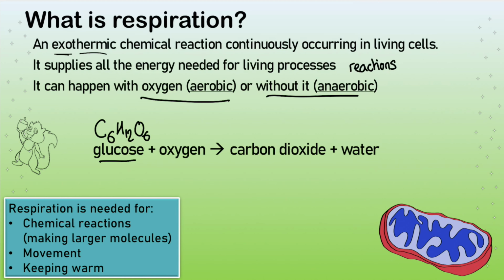And we're burning it with oxygen, in very controlled conditions, using a whole long chain reaction with lots of different types of enzyme working to give us energy. But this is the summary of the process. So glucose is reacted with oxygen, and it goes to make carbon dioxide and water.